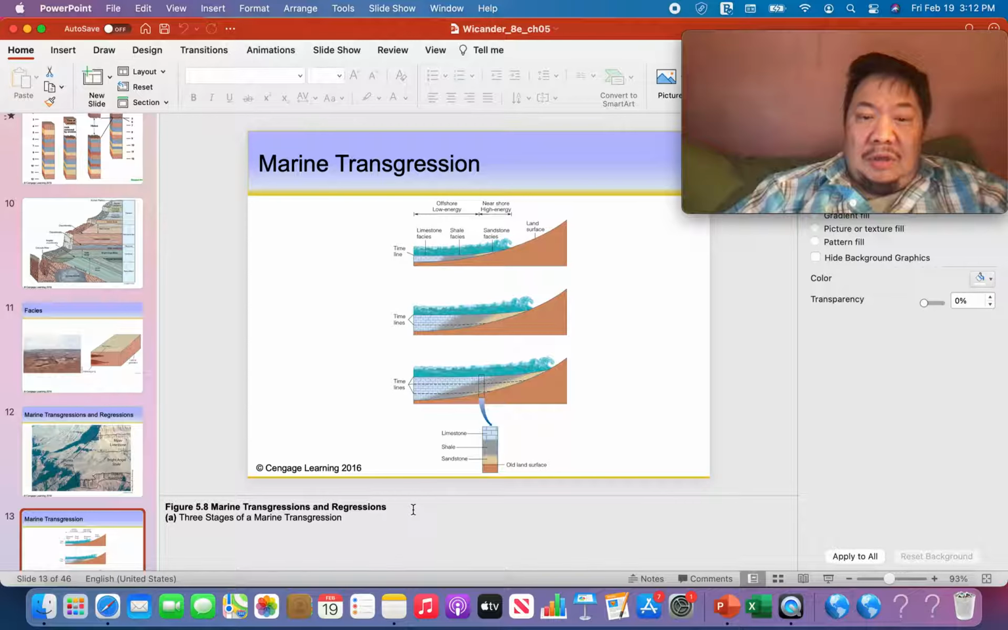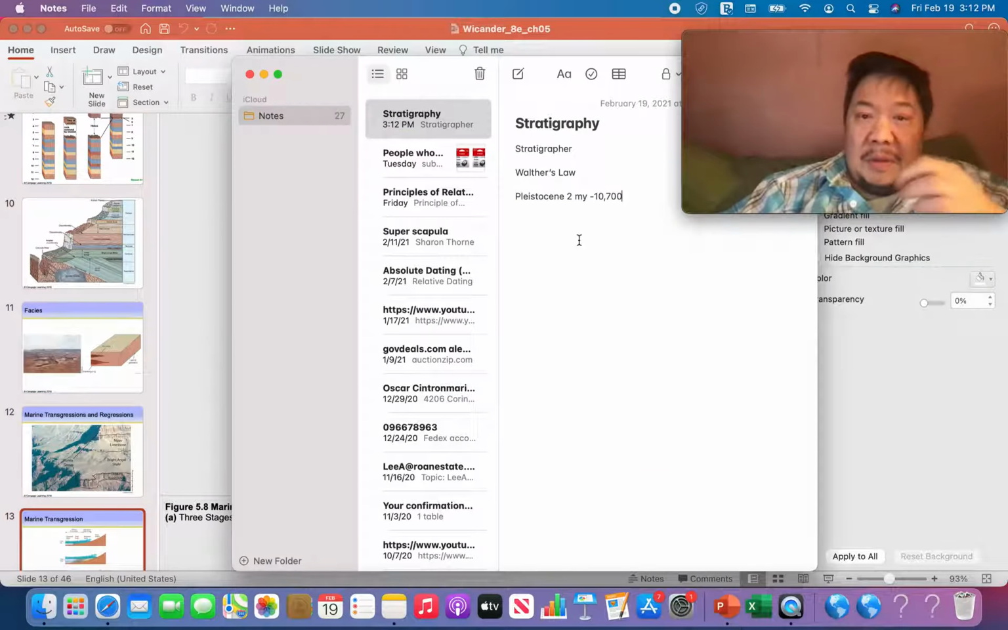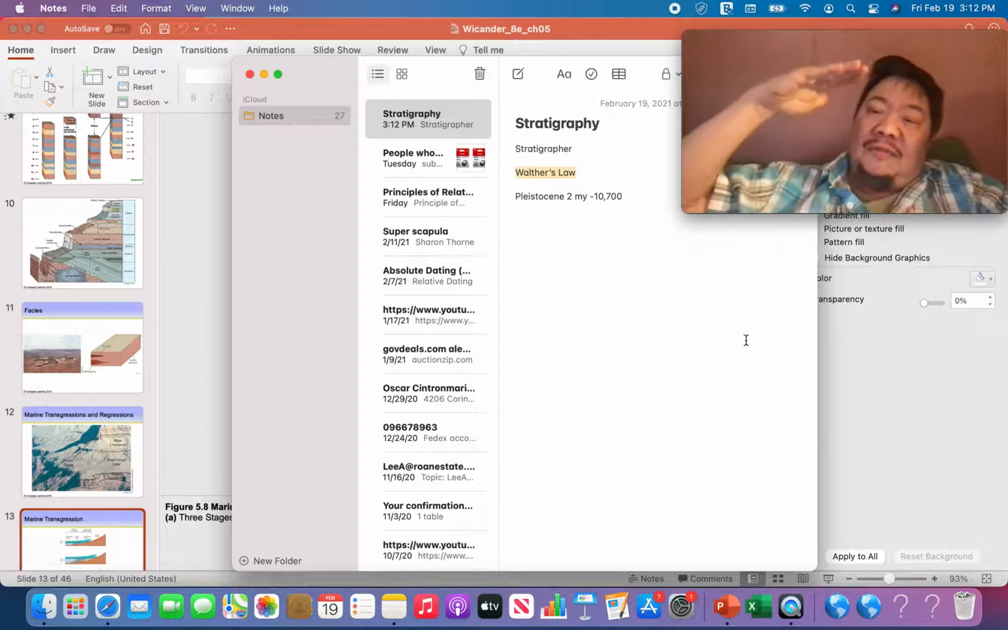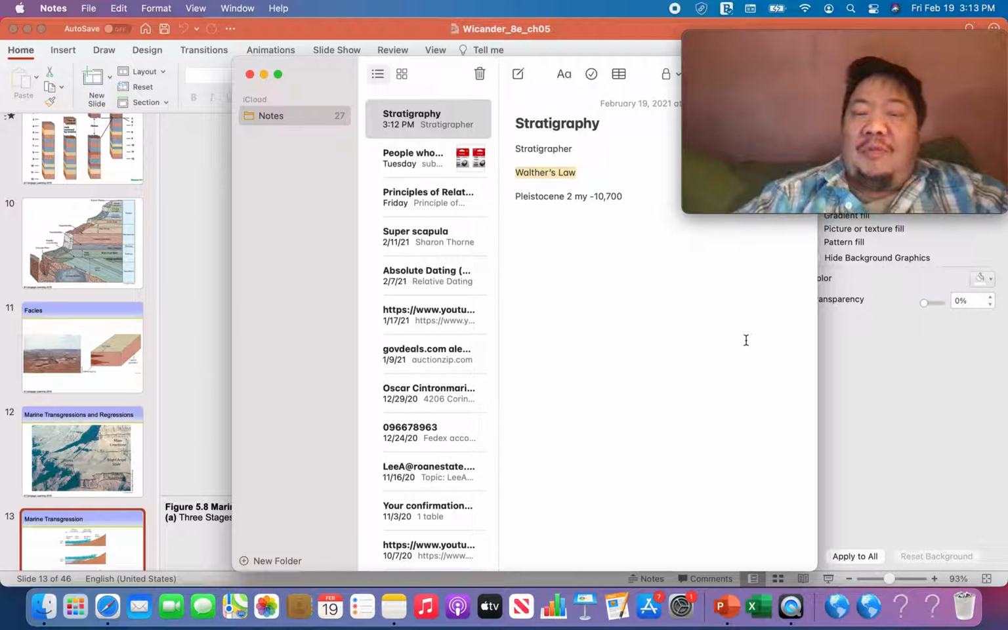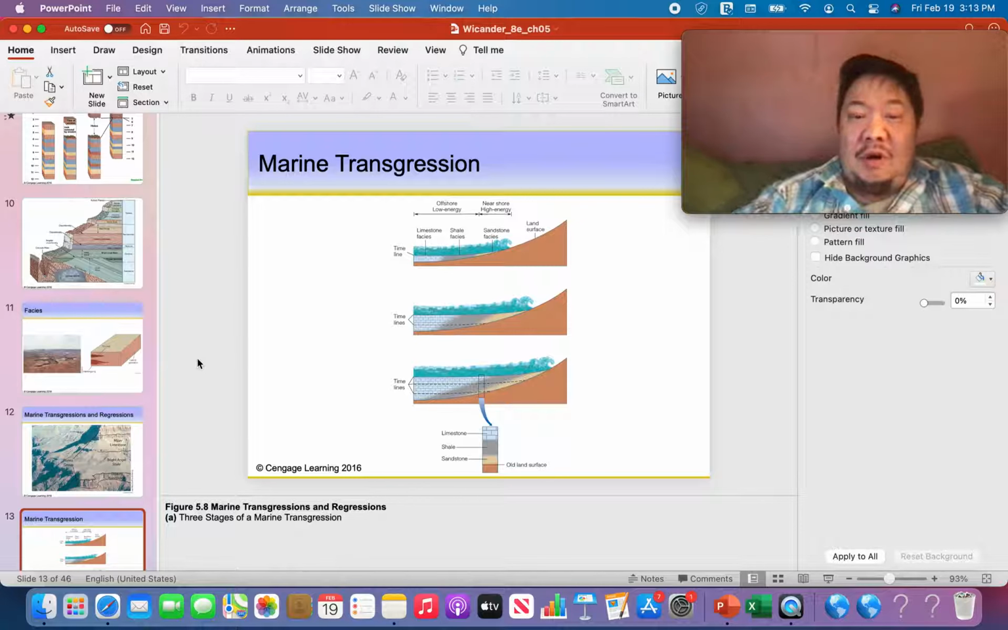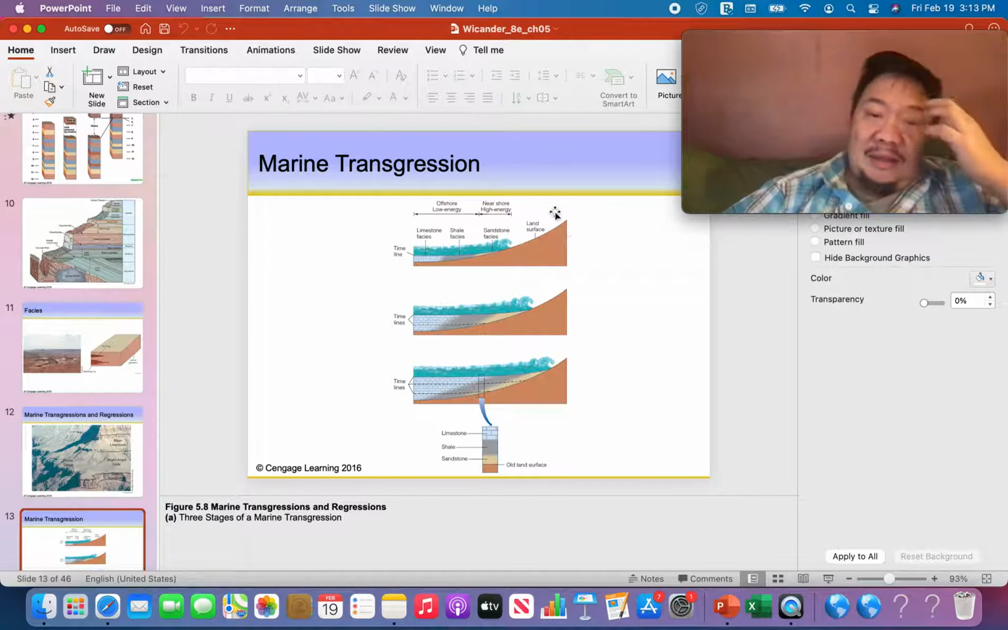Geologists use something called Walther's Law to determine whether or not a sequence of different sedimentary beds represents a transgression or a regression. How does Walther's Law work? Well, let's take a look here at a typical coastline.